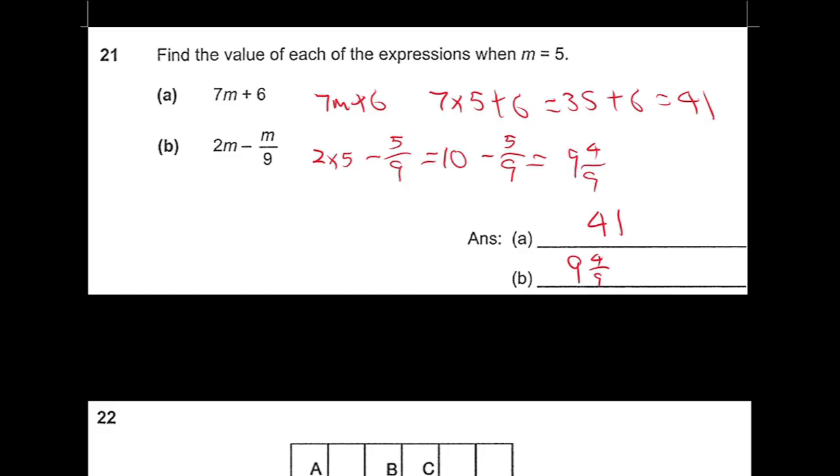For the kids who do not know how to subtract 10 minus 5 over 9, you convert them to a common denominator. 10 is as good as 10 over 1, so below you times 9, on top you times 9, so it's 90 over 9 minus 5 over 9, so you get 85 over 9. Use your 9 times table, 9 nines are 81, so it must be 9 here. 85 minus 81 is 4, so we are left with 4 over 9.